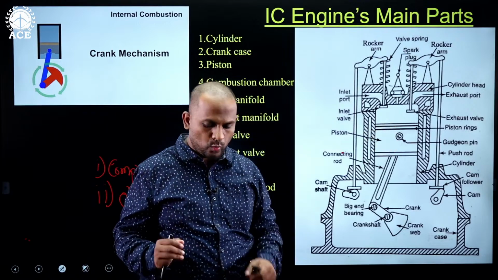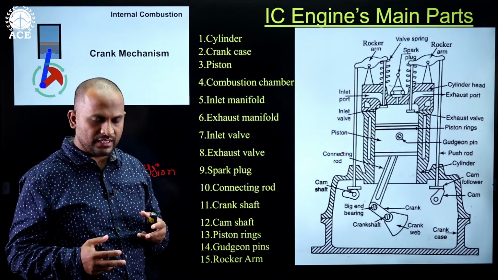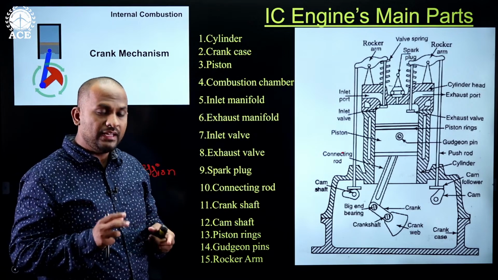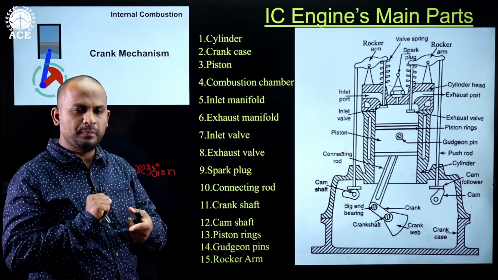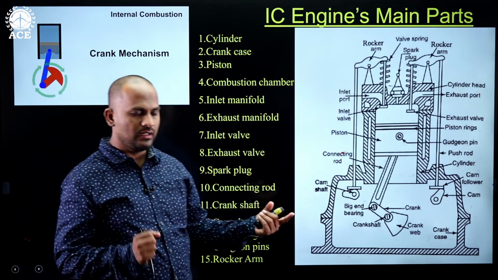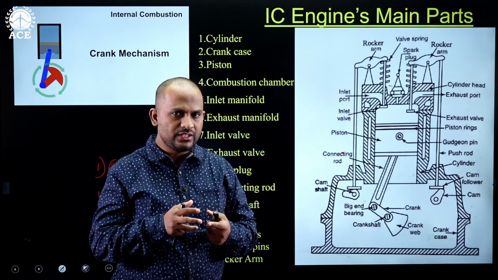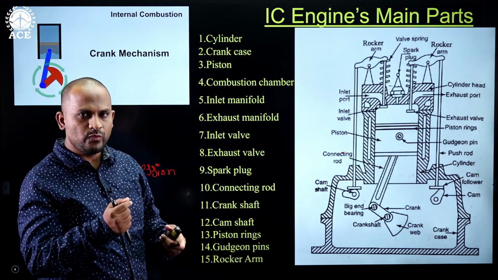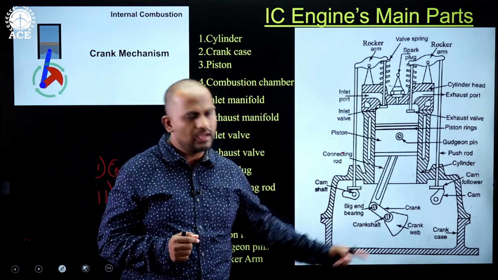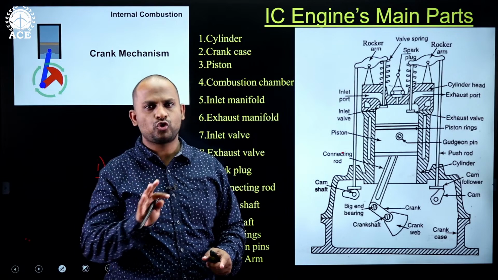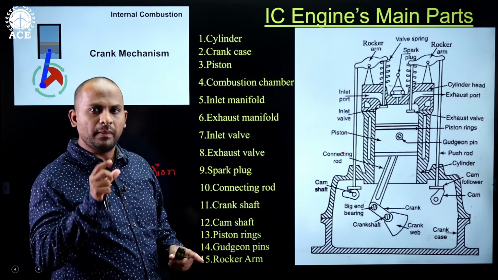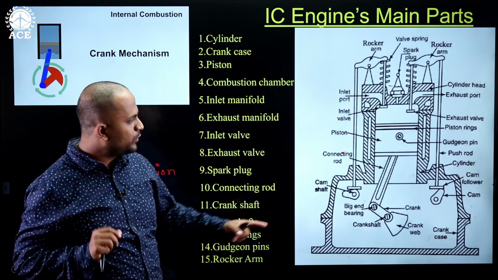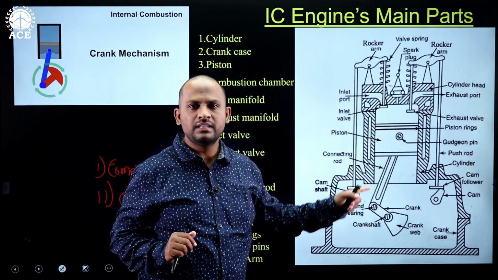The purpose of the compression ring is to maintain a tight seal between the piston and the cylinder, because whenever the heat energy is released, if there is a gap between the piston and the cylinder, that heat energy will escape into the crankcase area. That has to be stopped. That is possible by maintaining a tight seal between the piston and the cylinder.